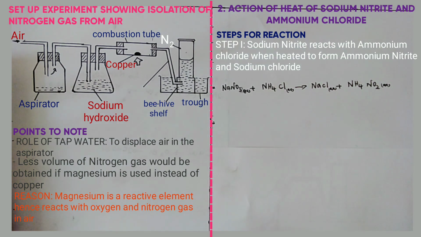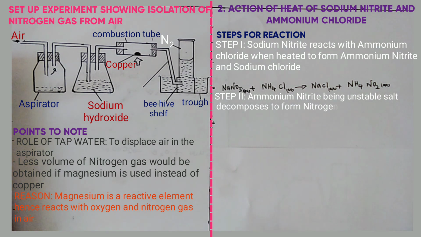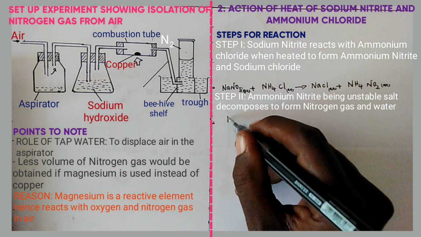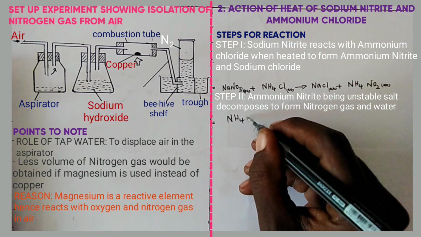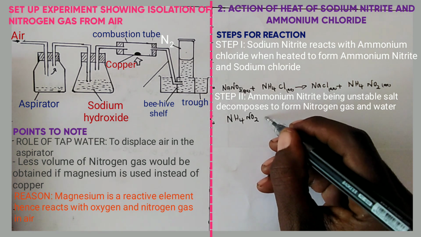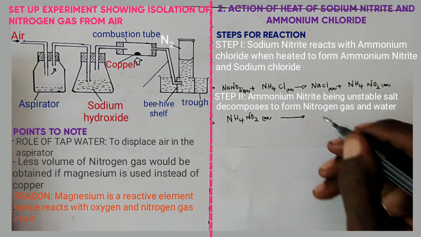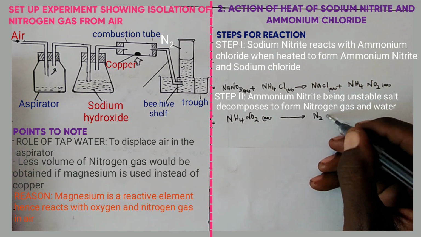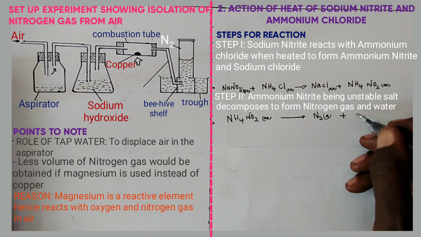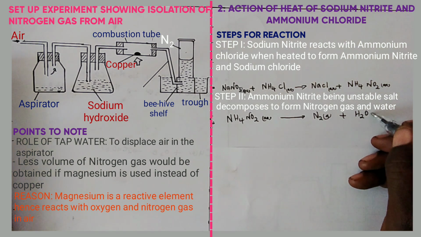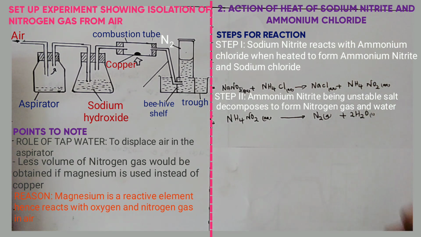Now in step number 2, sodium chloride is a stable salt, while ammonium nitrate is an unstable salt. So ammonium nitrate decomposes to form nitrogen gas and water, as shown in the equation below. Ammonium nitrate, aqueous, gives you nitrogen gas plus water, liquid, put here 2.